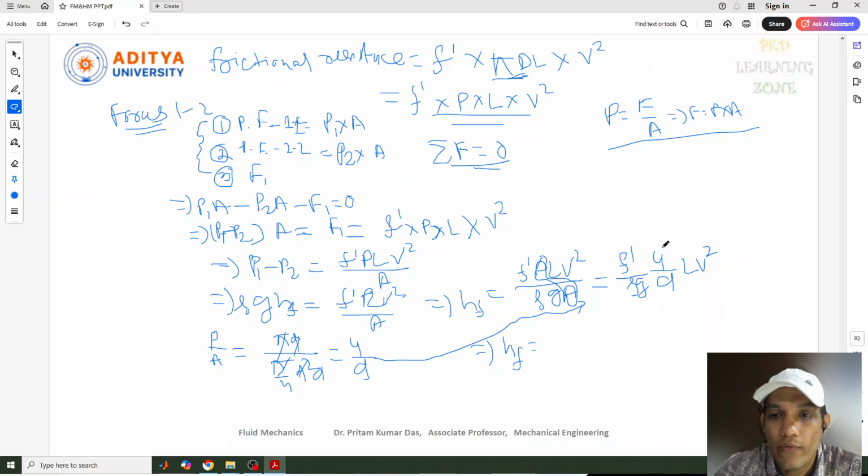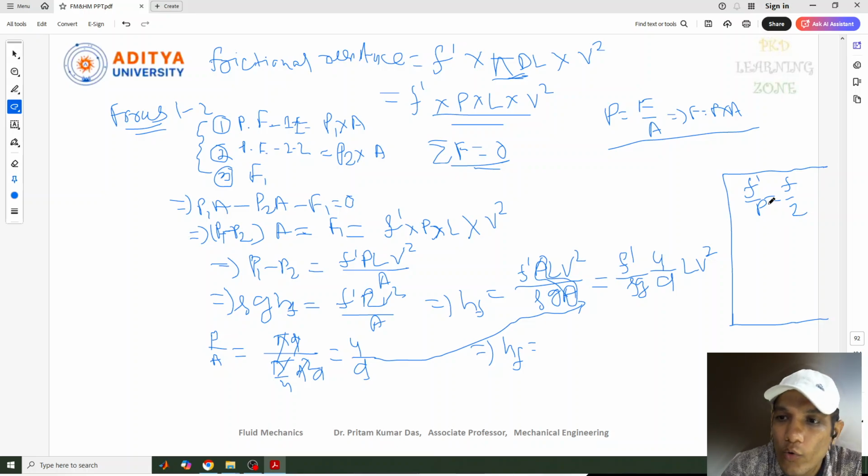Now one more thing, this F dash by rho equal to, let me give a bracket here. So here what I got, F dash by rho equal to, let me write f by 2. Why? Because the coefficient of friction, we need to convert this term. So I can write this F dash by rho equal to f by 2, and this f is nothing but the coefficient of friction.